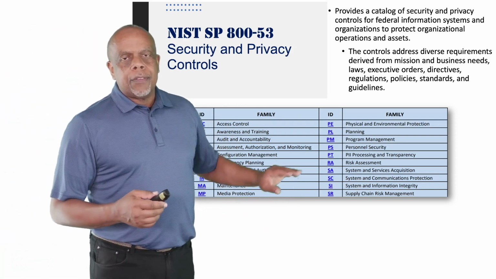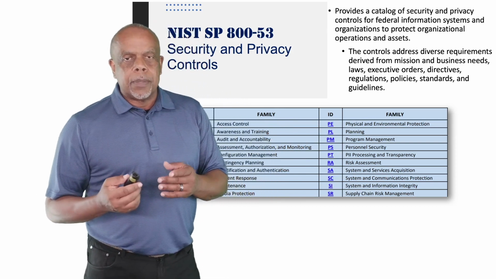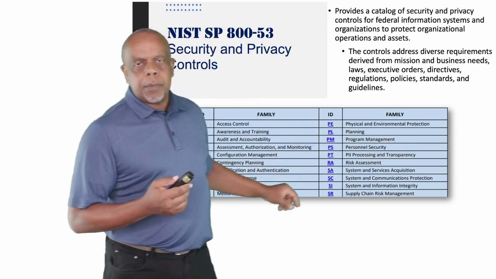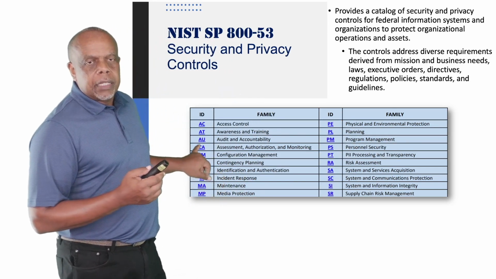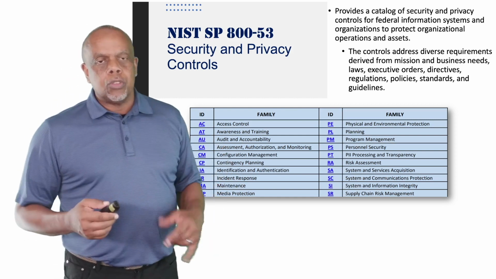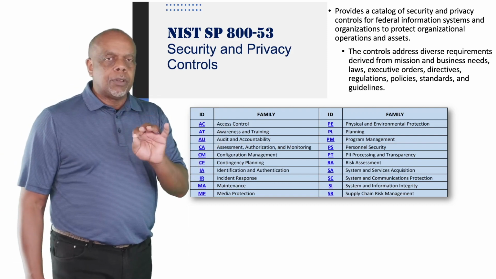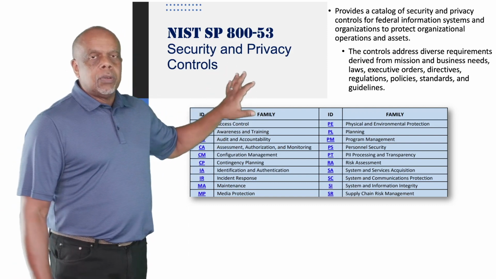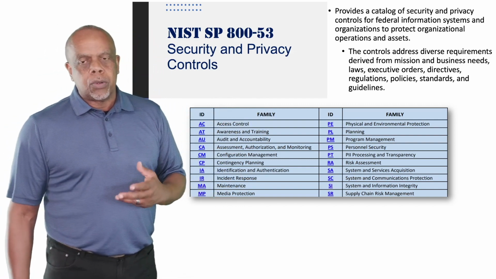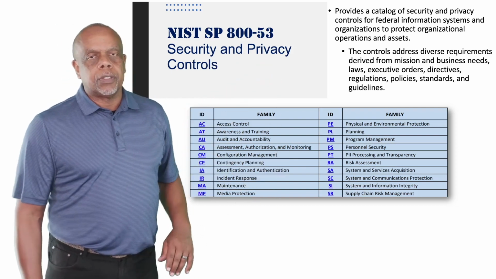So if we want to place some type of controls from a physical or environmental perspective, we would go to the PE family, physical and environmental protection. Auditing, actually, how are we going to audit our systems to maintain accountability? We have AU controls to do that. So that's 853. I will tell you, if you work in the realm of security, especially from a national or federal government perspective, you will definitely be involved with 853.